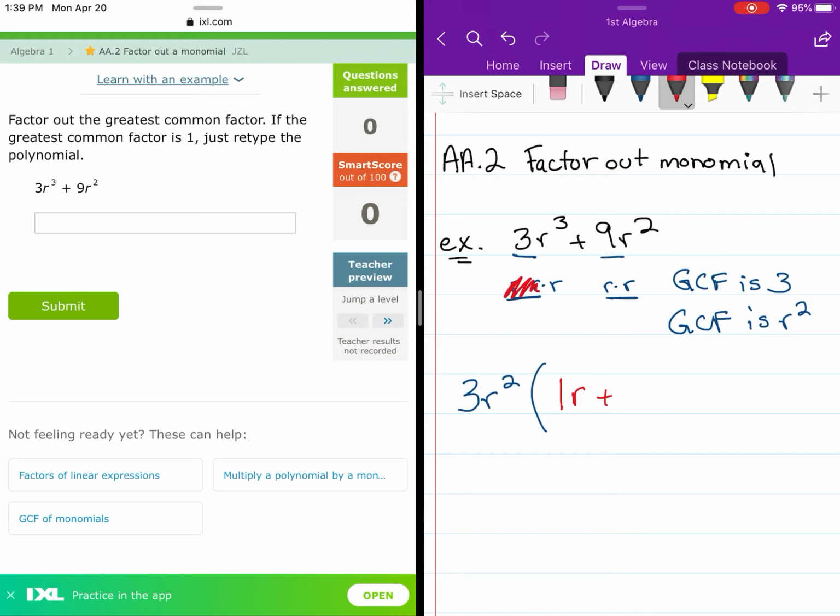plus, and then we had 9 divided by 3. That gives me 3. R squared divided by r squared. So we took out both of them. That means that there is no r's left inside of that. And that will be my answer there. I've completed factoring out the expression.